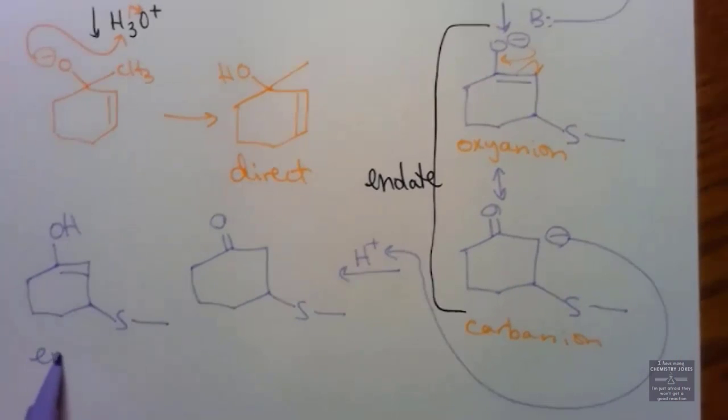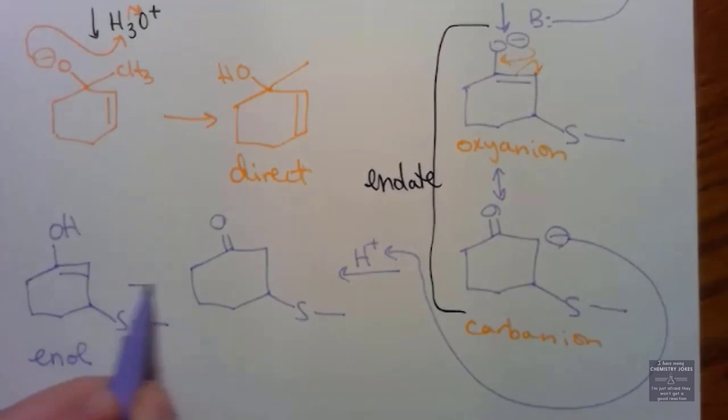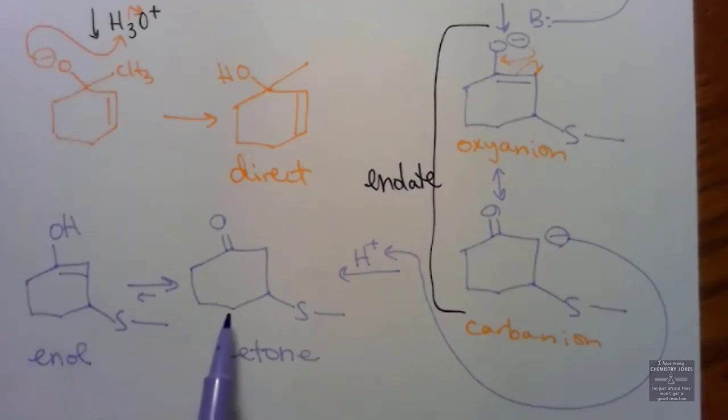This is an enol, and enols tautomerize to their keto version. So this is my final predicted product if I react with methane thiol. This is conjugate addition. This is the product of conjugate addition.